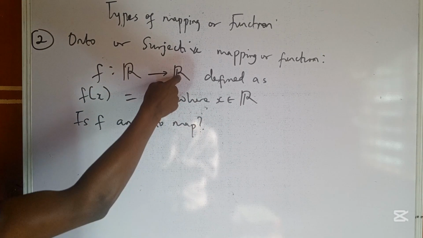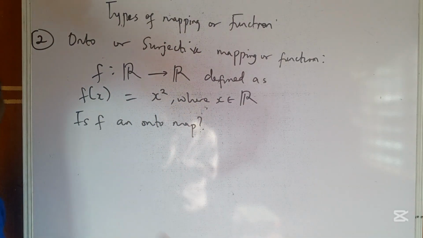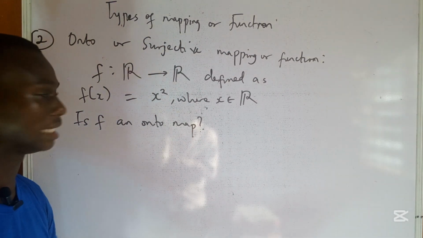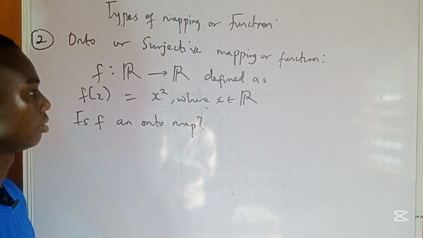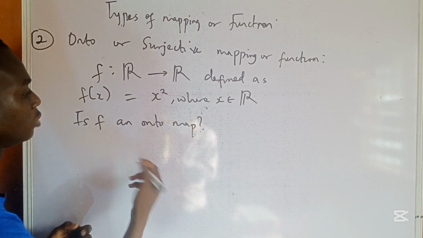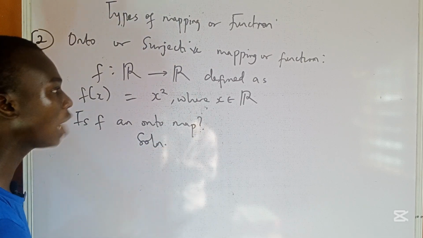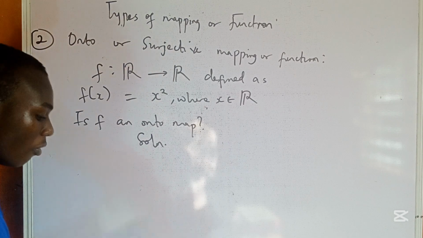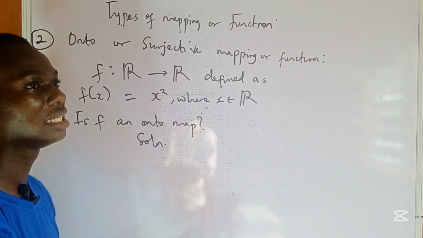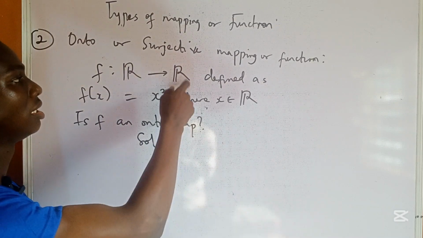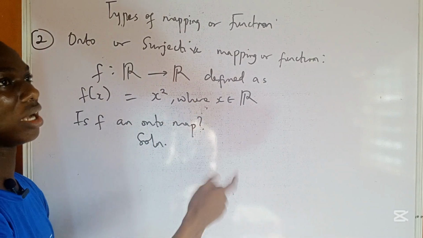We know that R here represents the set of real numbers. In the set of real numbers, we can have integers, rational numbers, irrational numbers, whole numbers, and so on. So now, is this an onto map? Let's consider that. How am I going to do this? I told us that first of all, for a function to be onto, all the elements in the codomain must have a pre-image. R here is our codomain.